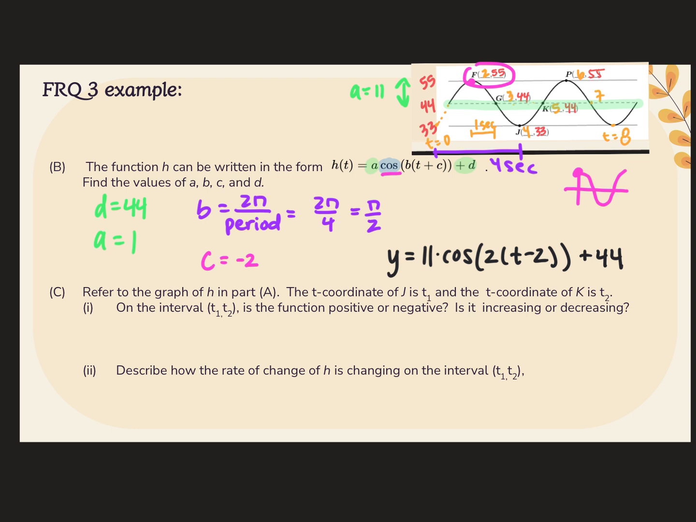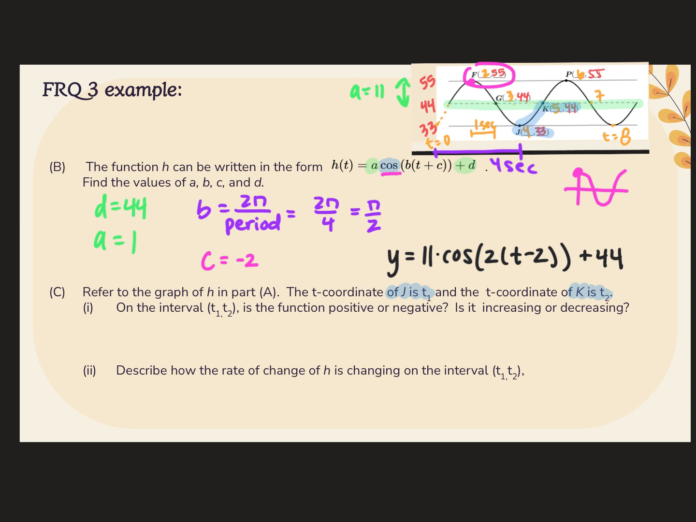In the last part, part C, they're going to draw your attention to one specific section of this wave, and it's going to name 2 points to look at. So here it says the t-coordinate of J is T1, and the t-coordinate of K is T2. So we're looking at this section between J and K. It says on that interval, is the function positive or negative? Is it increasing or decreasing?